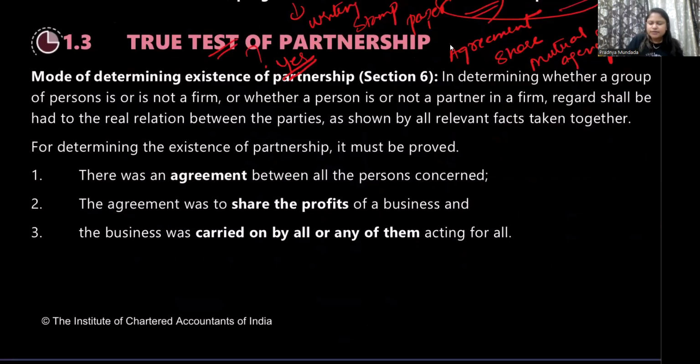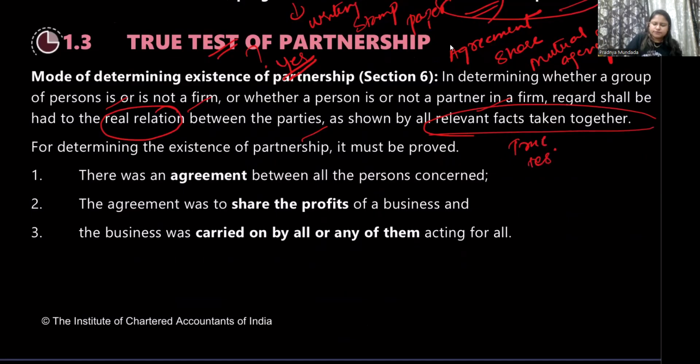In determining whether a group of persons is or is not a firm, or whether a person is or is not a partner in the firm, regard shall be given to the real relationship between the parties, as shown by all the relevant facts taken together. That is nothing but true test.